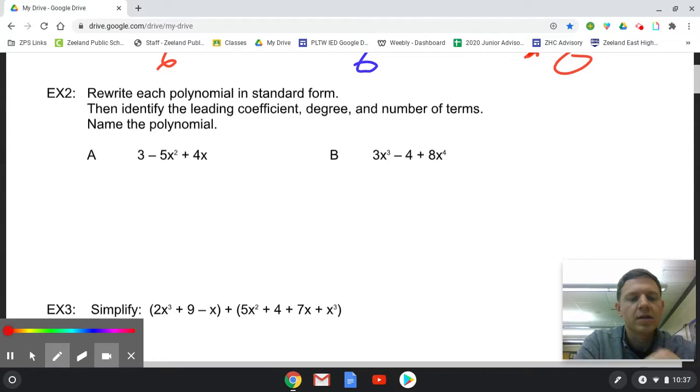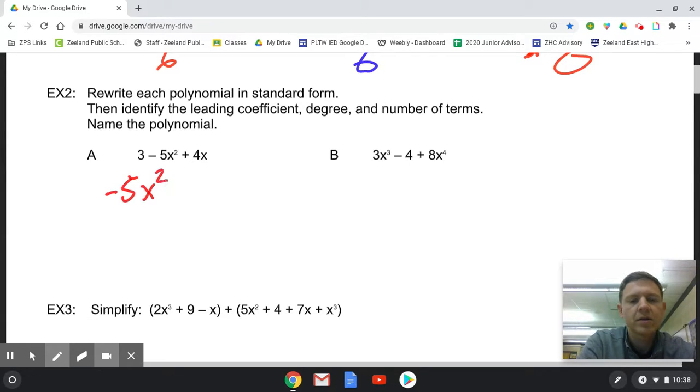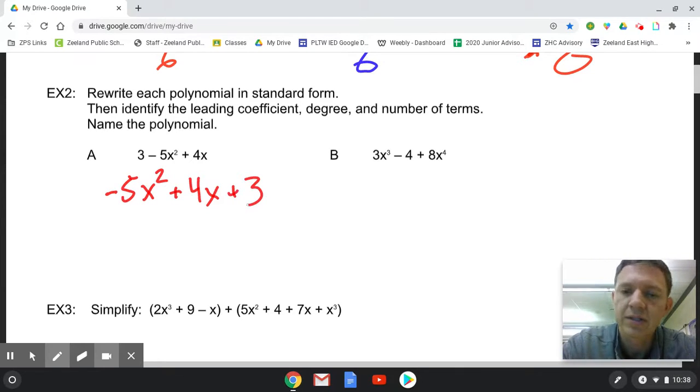The first term doesn't have any variables with it. The second term has a square, the third term has x to the 1. So I want to put the term with the highest degree first, which is the negative 5x squared. Then the next biggest term degree-wise, which is 4x to the 1, and then plus 3. I'm just ordering these by their degrees.